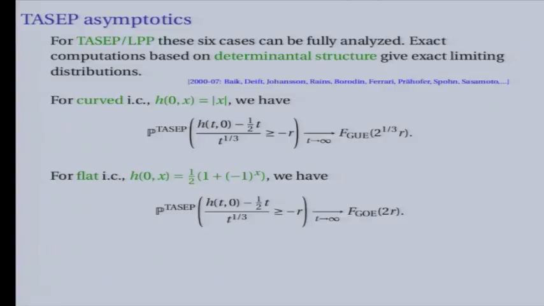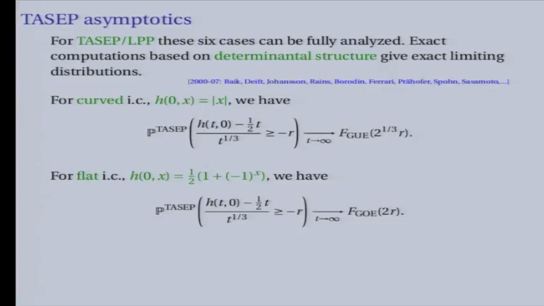And we see GUE. This t to the 1/3, of course, is supposed to be universal, but the exact statistics are not necessarily universal. They depend on the initial condition. So for the flat case, which is when we have this periodic sawtooth type initial condition, the same quantity now converges to the GOE distribution instead of the GUE distribution.